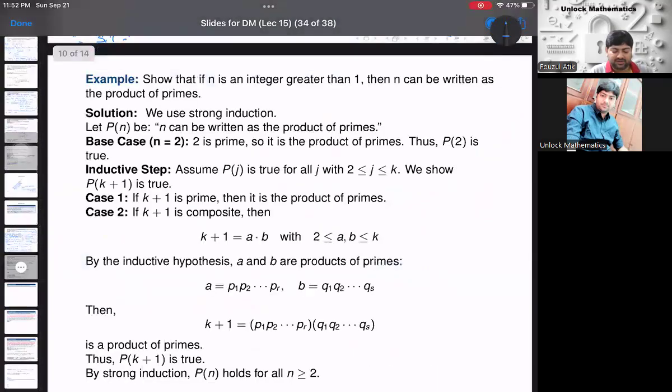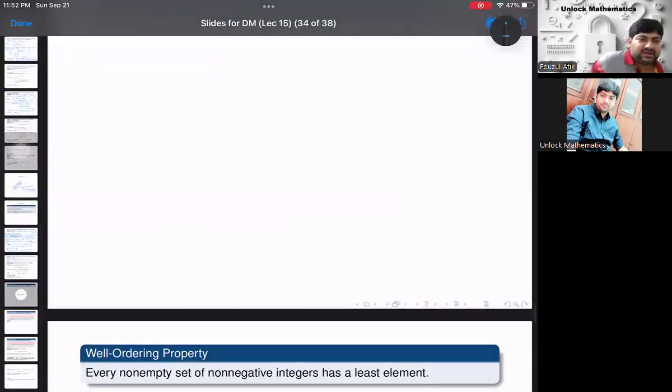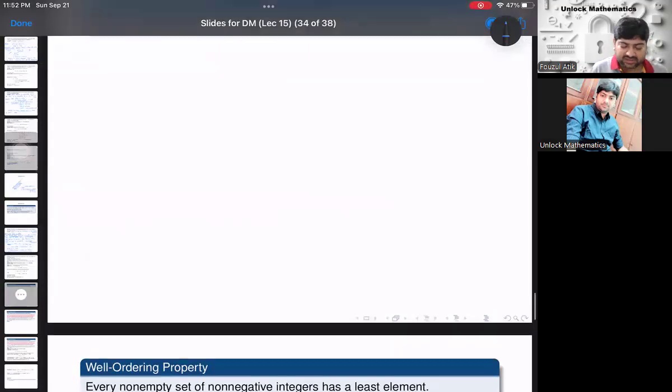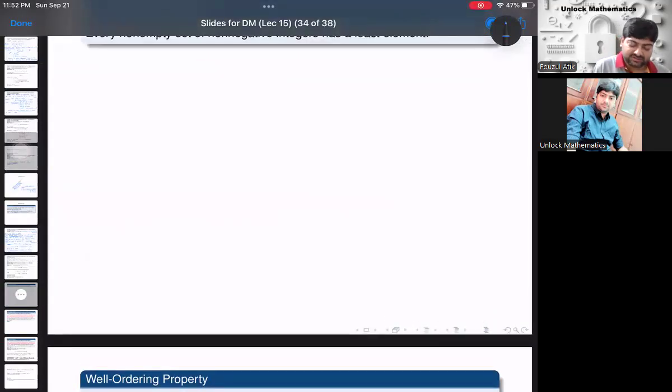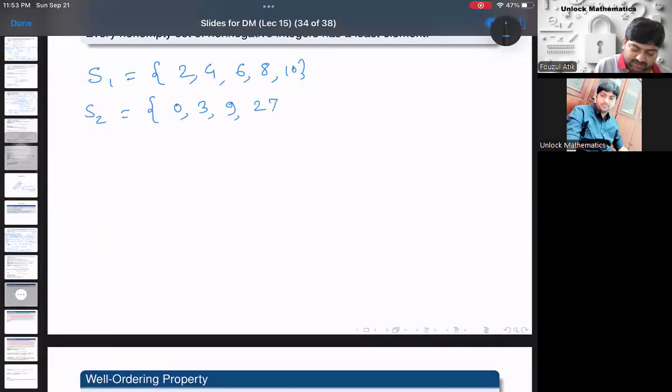Now, I will discuss one more thing. I'll first give you some examples, and then you can tell me, look at some observations. I'll give some sets. S1 is equal to 2, 4, 6, 8, and 10. S2 is equal to 0, 3, 9, 27, and so on.